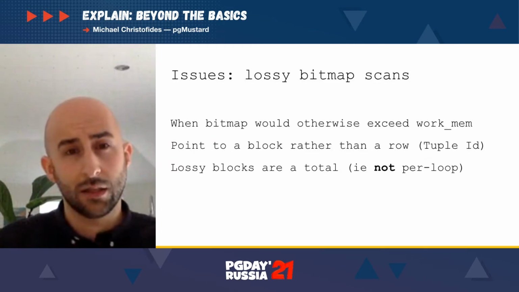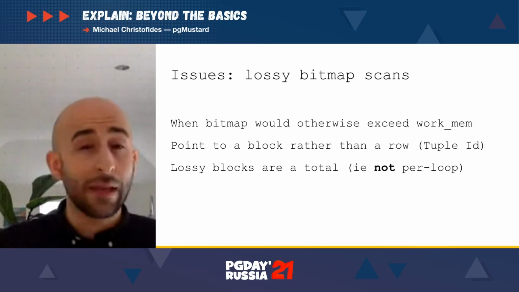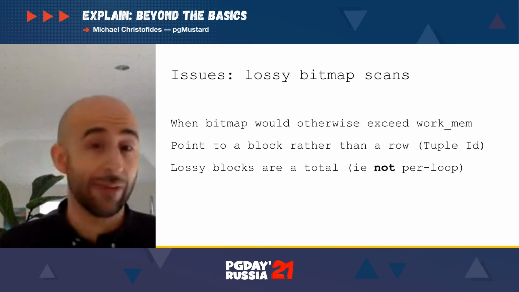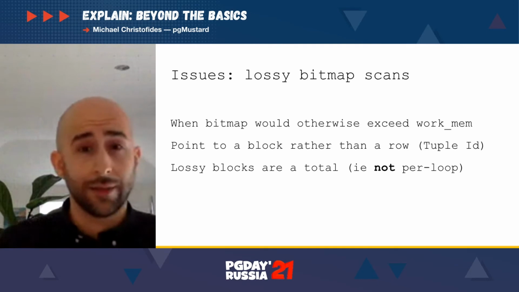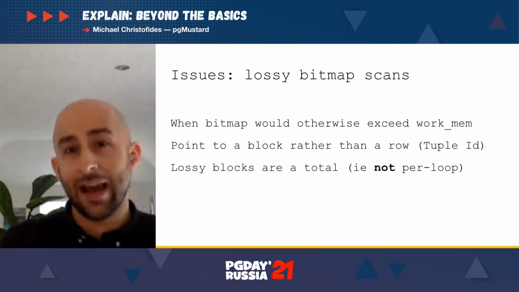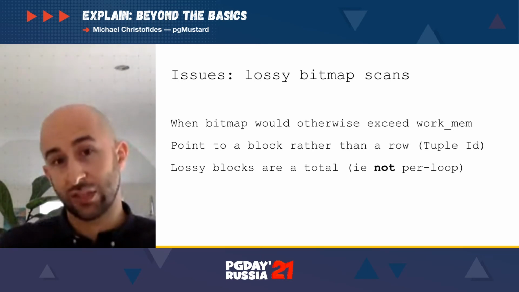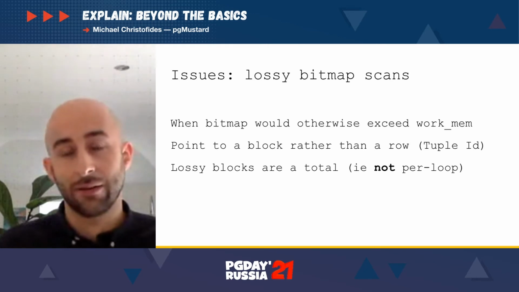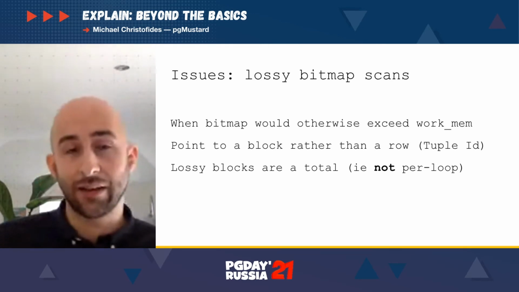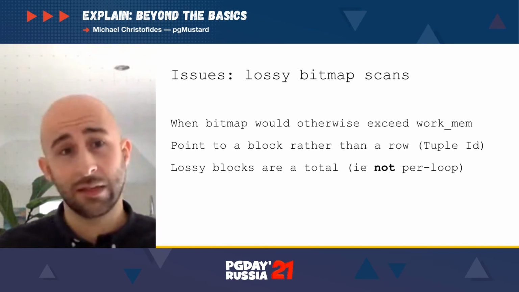Wonderful. Next are lossy bitmap scans. So you're probably aware of bitmap heap scans, bitmap index scans. It's a really cool feature in Postgres that allows it to scan one or more indexes and then keep pointers to the rows that it needs to look up in a sequential scan. It's kind of an in-between between an index scan and a sequential scan that's really good for certain patterns.